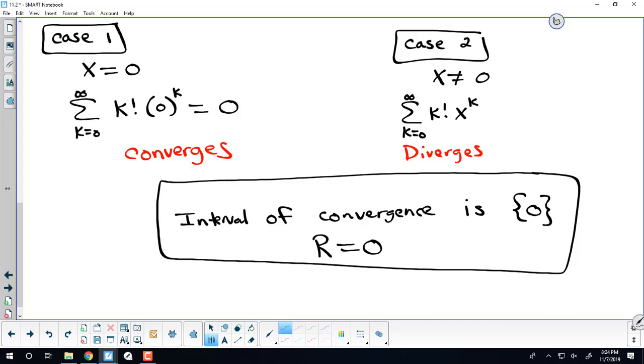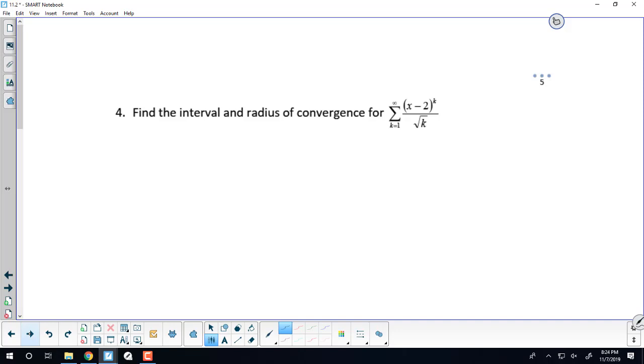Do y'all have any questions on any of these examples? Okay. So we'll look at one more of these, and then we'll talk about a few ways we can combine power series to get new power series. Yeah, combining power series, multiplying them, whatever.